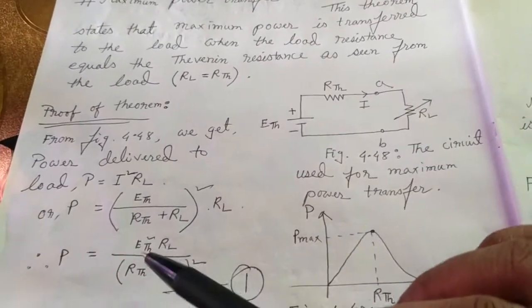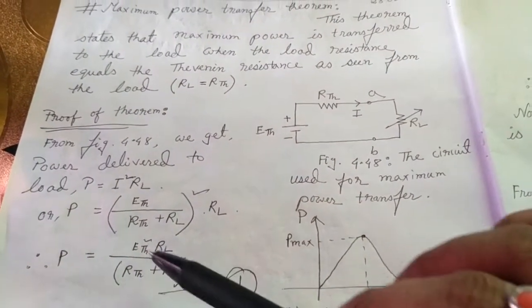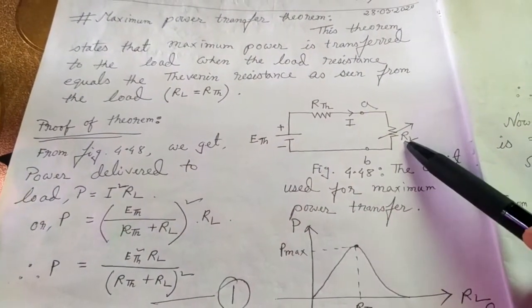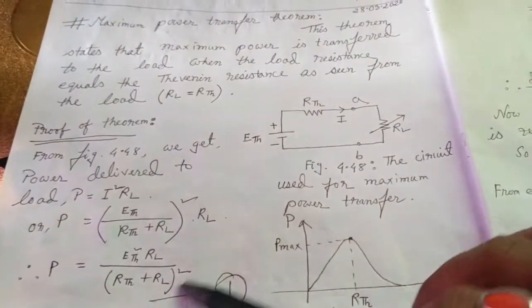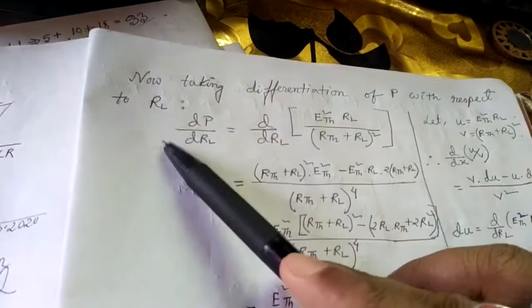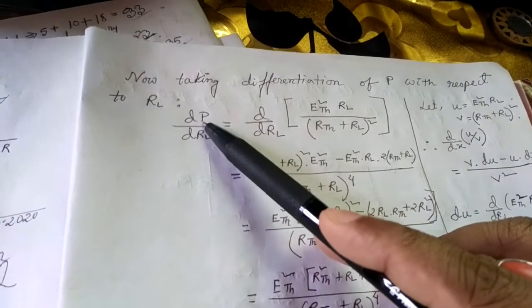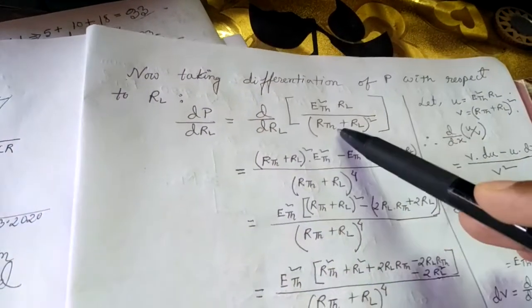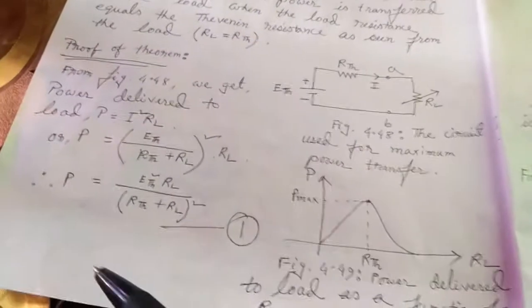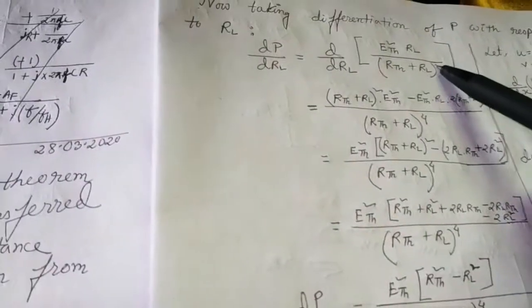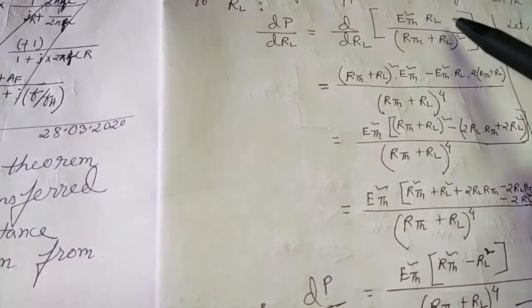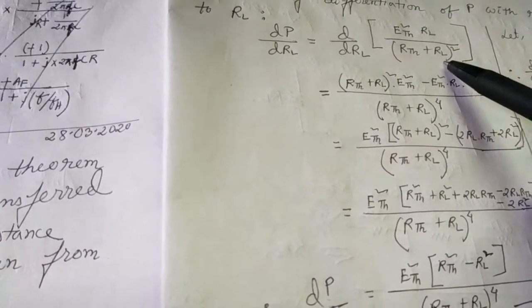Now we will take the differentiation of this equation with respect to RL. This is the variable RL. So taking the differentiation of P with respect to RL, we get ddRL of P equals ddRL of this, P equals E Thevenin square RL divided by R Thevenin plus RL whole square.